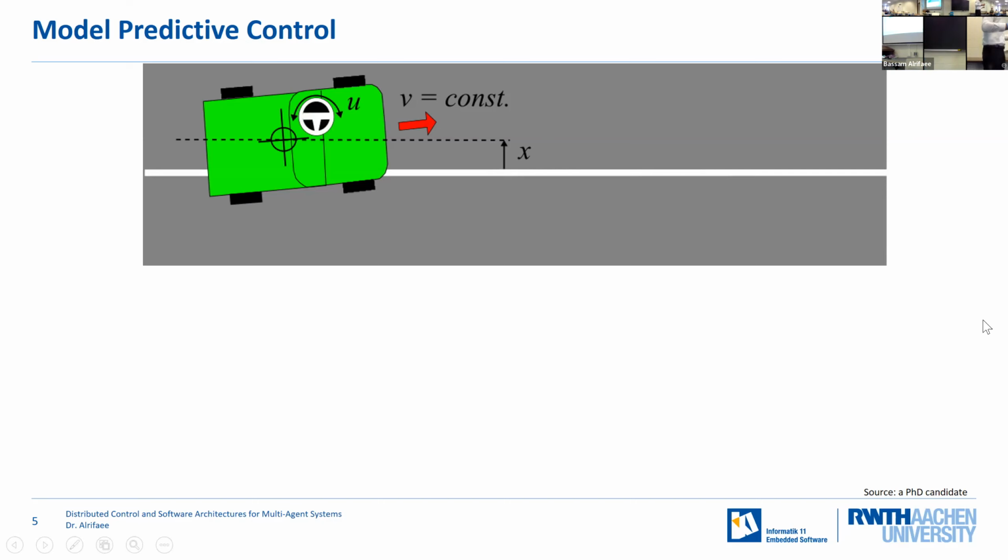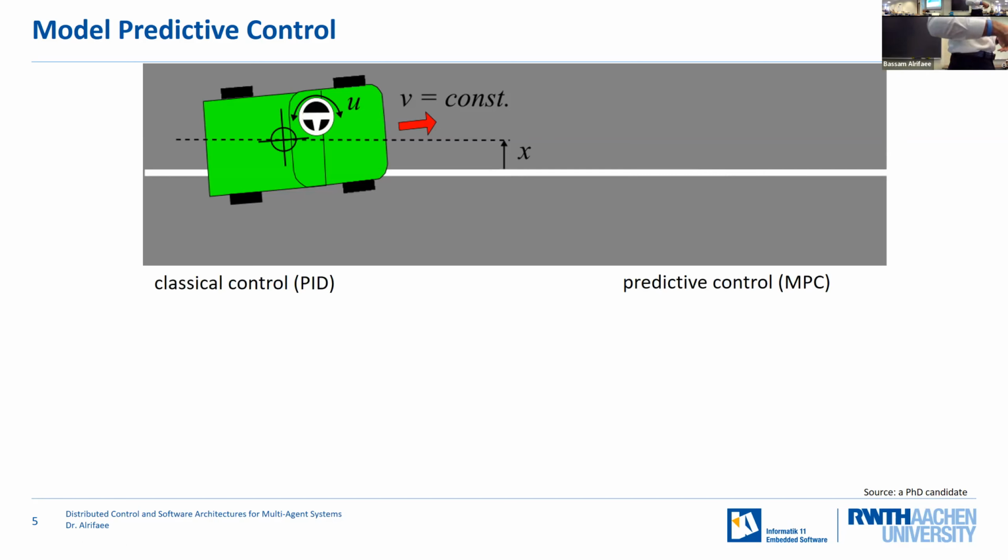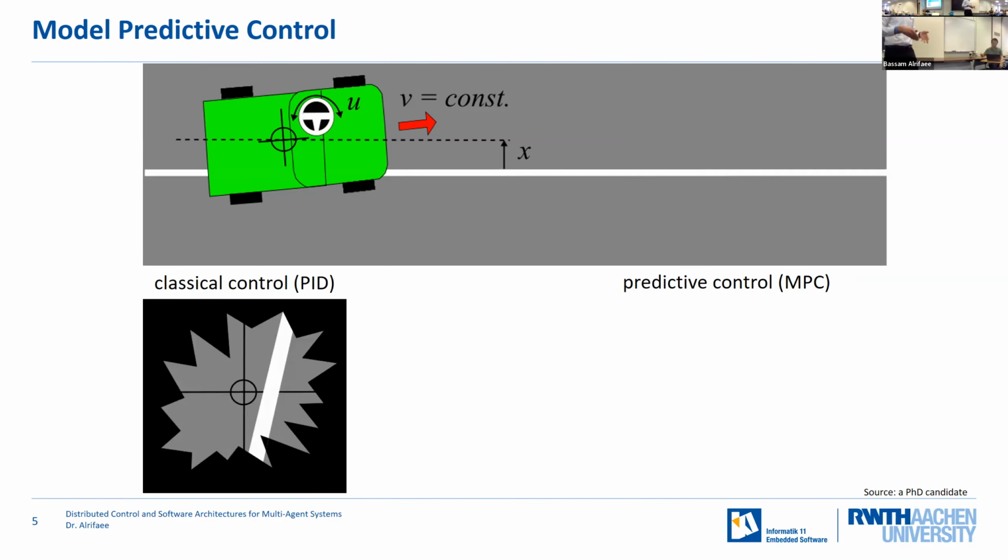So this is the steering angle to get to the reference trajectory. What can we do? We can use classical control, also called PID, to minimize the error between the vehicle position and the reference trajectory. But it's like drilling a hole in the floor of the vehicle and looking at the lane and trying to see the lane and to follow it. This is the classical control.